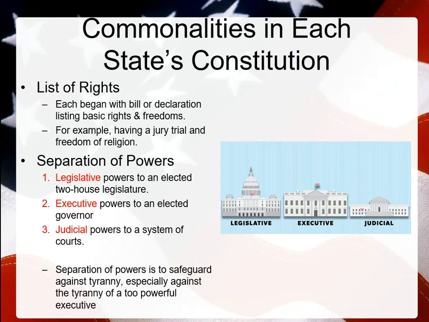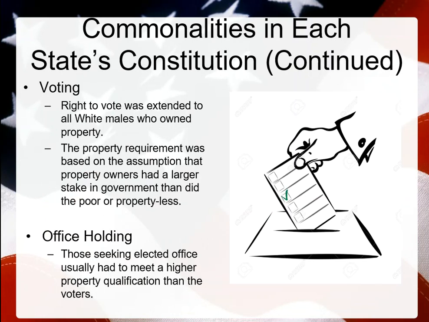So separation of powers is a safeguard against tyranny, especially against tyranny of a too powerful executive. So there's going to be voting going on for the constitutions, and all white males that own property are going to be allowed to vote. This is going to be a requirement to sort of broaden the voting scale of it all. However, you're still going to have white males who are poor or propertyless or something like that, that don't fit the criteria to vote. That's still going to be around.